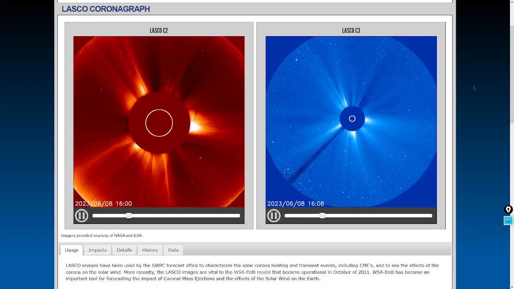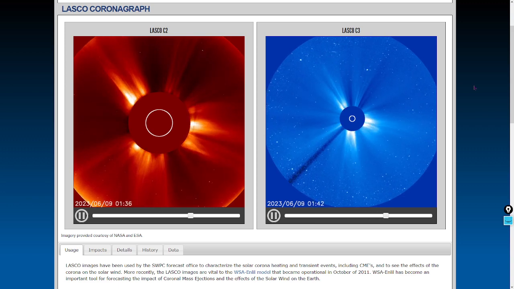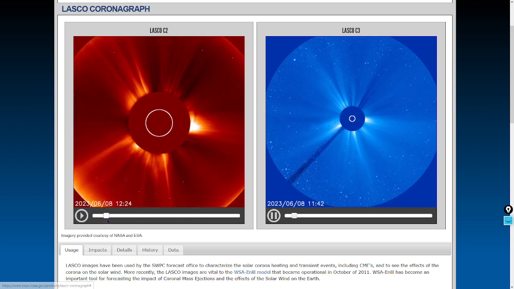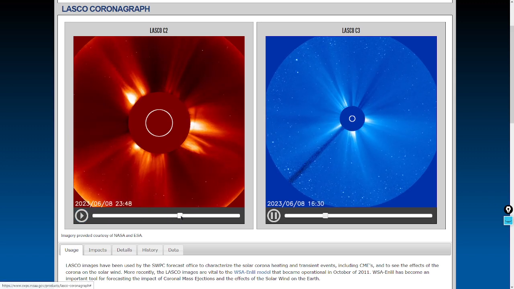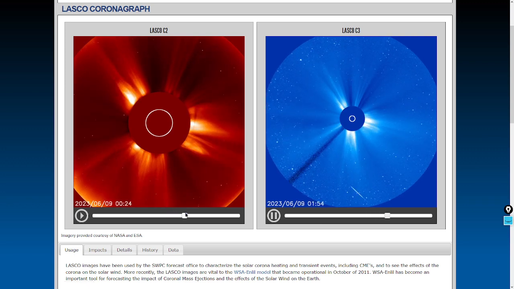Here is SOHO LASCO C2 and C3 together. And it looks like the most interesting CME was earlier this morning. That does not look like it's earthly directed at all. It is off to the southwest.